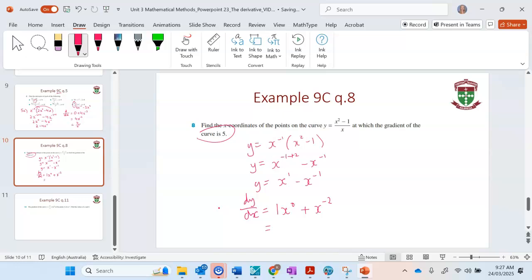All right, anything to the power of 0 is just 1. And then we're going to have, we'll just leave it as negative 2. Or it's the same as 1 over x squared. All right, you might get that on your calculator.